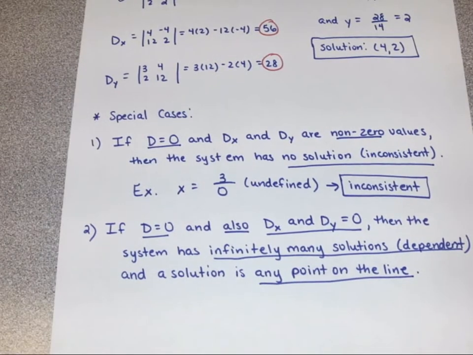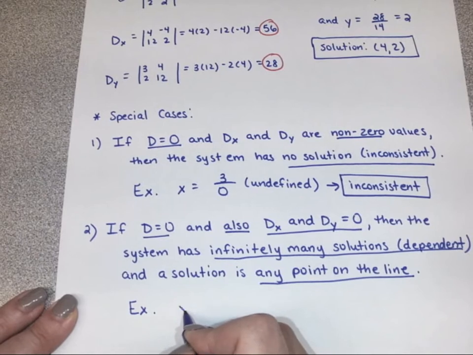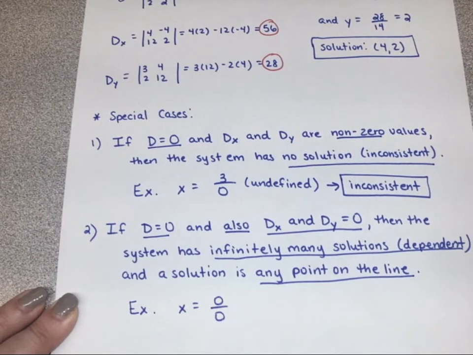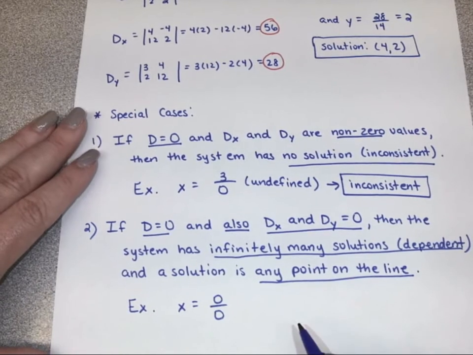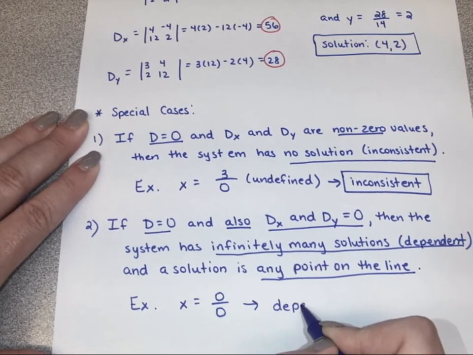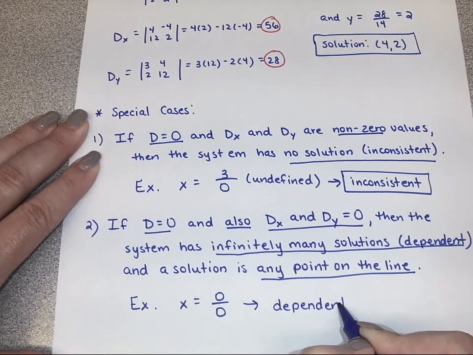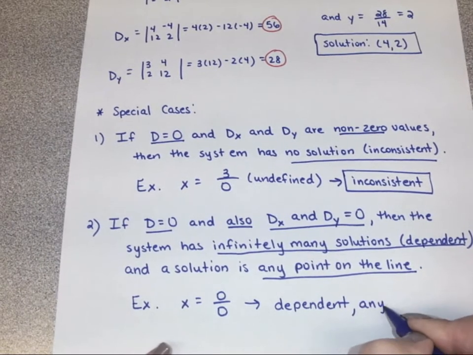So, kind of underlining the significant things there. That would be if you were going along with your method and you got 0 over 0. So instead of a number over 0, you get both things being 0. So this means dependent. Any point on the original line.